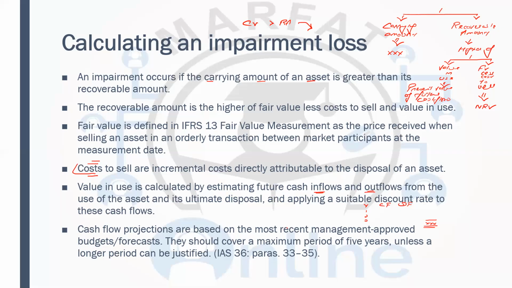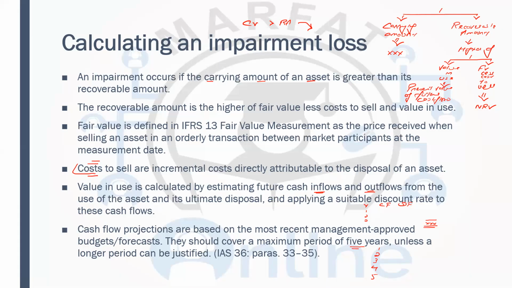So remember one thing, whenever we are taking the estimated cash flows, first of all, this should be a best estimate. And the second thing is that the years should not be more than 5. We are going to take a maximum of 5 years in the calculation of the value in use. Because more than 5 years means the cash flows become unrealistic, and there are too many chances of those cash flows being unreasonable. That is why we are going to take the maximum 5-year cash flows unless a longer period can be justified.